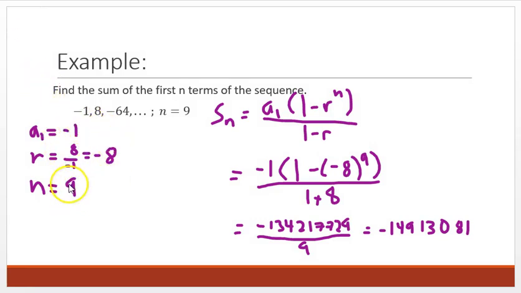So it is nice when you don't have to go through to find any of your missing values, a sub 1, r, and n. It does let you just go straight into plugging into the formula and solving. Again, this one could have been solved by just writing out the 9 terms, multiply by negative 8, multiply by negative 8, multiply by negative 8, and then adding all the terms together completely.